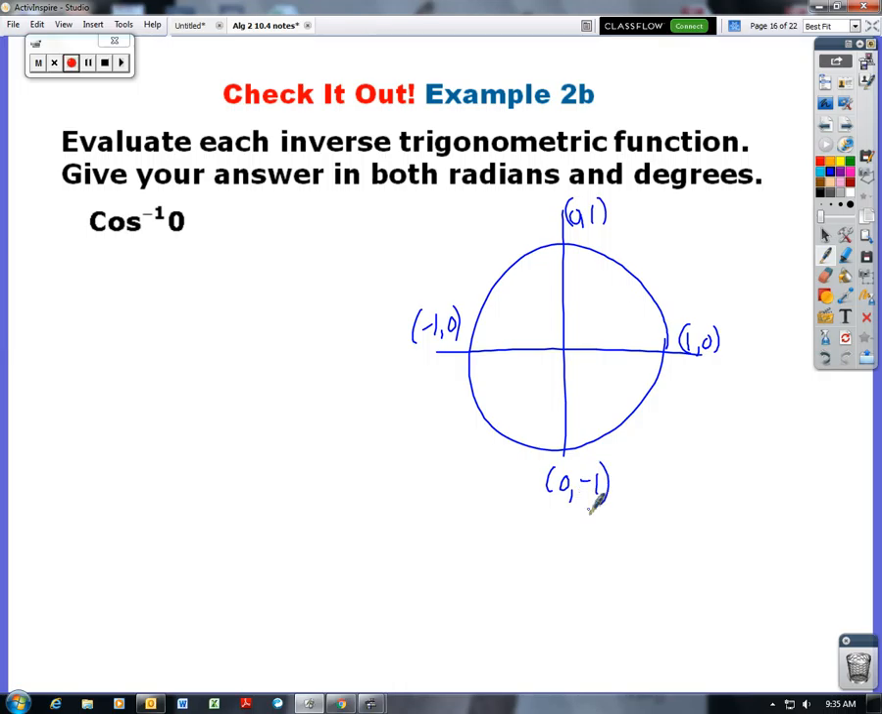So I want the angle whose cosine is 0. Remember, 0 is the x-coordinate. So there are two angles here whose cosines are 0. But remember, inverse cosine with a capital C is only defined from 0 to pi. So that means this one down here is out. It's outside of our range. So the answer here is going to be pi over 2 only, which is the same as 90 degrees.